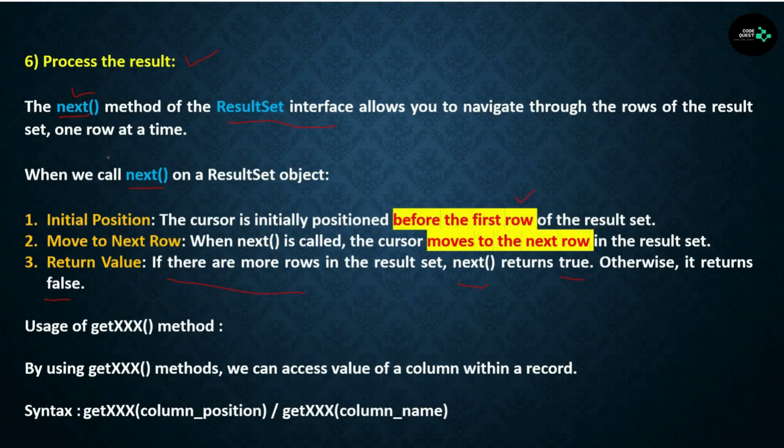Now when this result set is referring to a particular row, at that point of time we can use the get methods so that I can fetch the value of each of the columns. When I use this get method, I am allowed to write either the position of the column, which is a numeric value, or the name of the column which we mentioned while creating the table. Based on that, we will be able to fetch the particular column value with respect to a record.